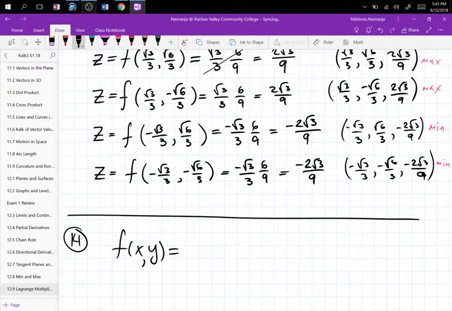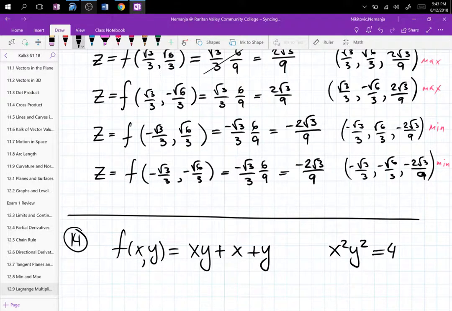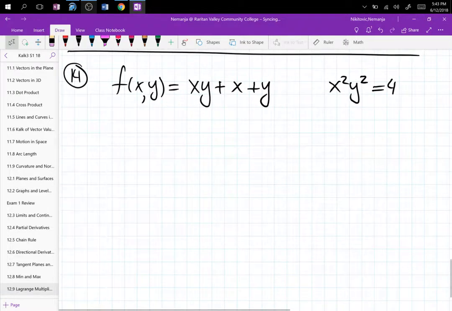F of x y is x y plus x plus y. See? Nothing to worry about. Subject to x squared y squared equals 4. Right. Let's see what you are going to do.